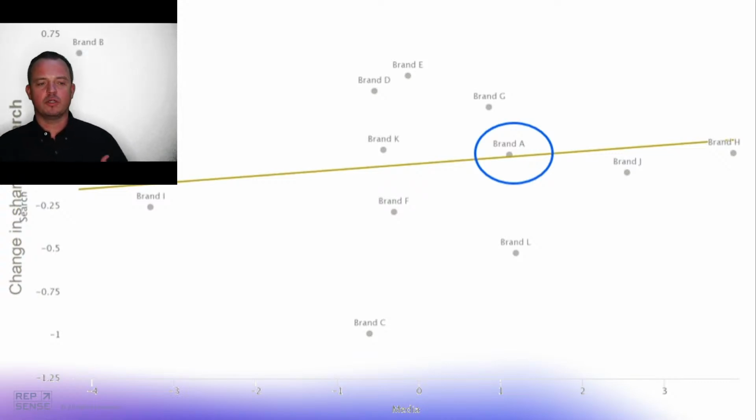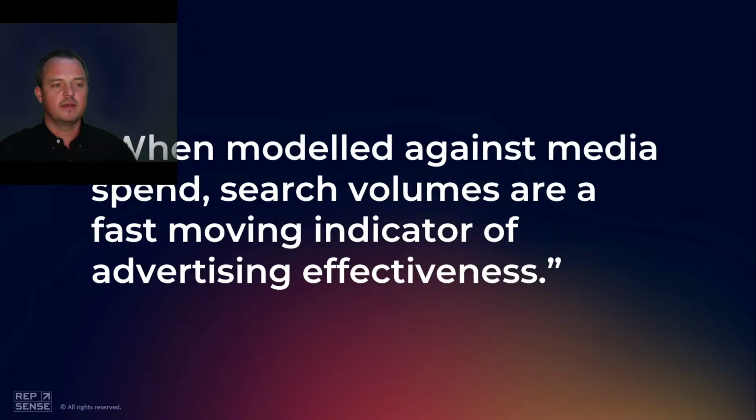While share of search can predict market share for some brands and categories only a few months in lead time, share of search is a very reactive metric to what's happening now. When they see the ad, they would probably take a phone and go online on that phone and start looking for, or at least make the first connection with the brand. So when modeled against media spend, search volumes are the fast-moving indicator of advertising activities.